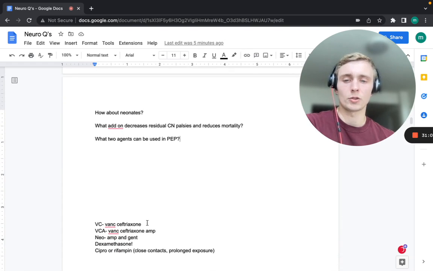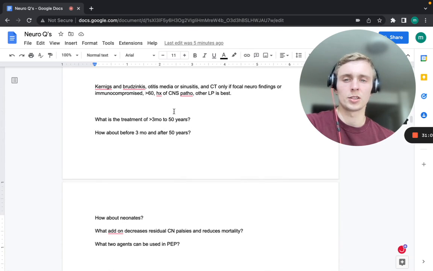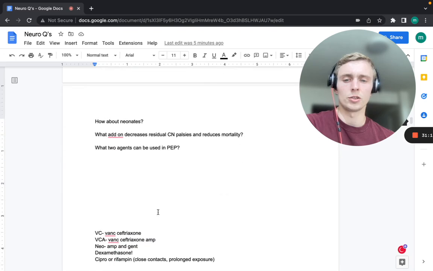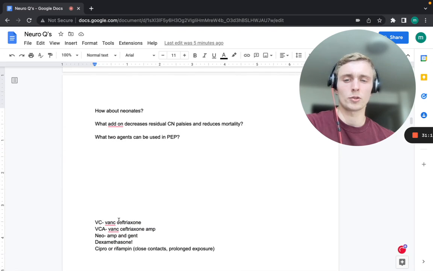Okay, so vanc and ceftriaxone, if they're those middle age, 3 months to 50 years, you can just do vanc and ceftriaxone. Remember ceftriaxone has great gram-negative coverage as well as CNS penetration. So ceftriaxone gets in there pretty good, as well as vanc. So vanc for that gram-positive coverage. So VCA is how I remember it for under 3 months and over 50.